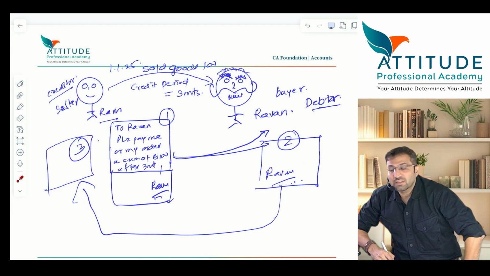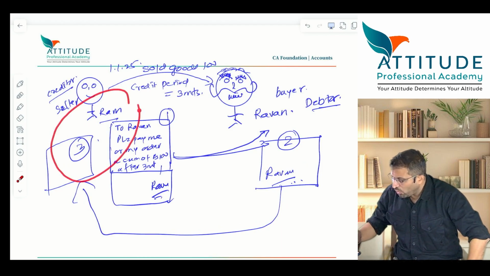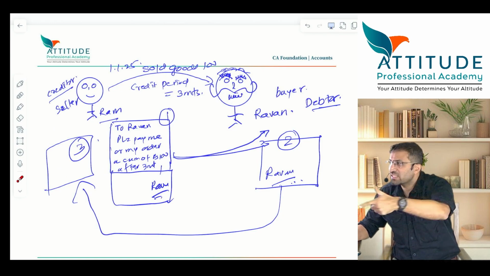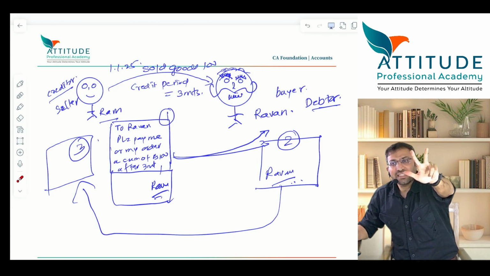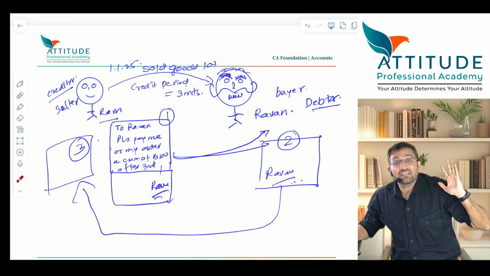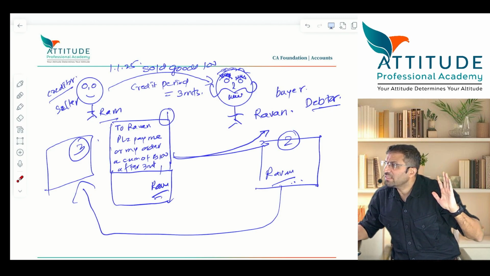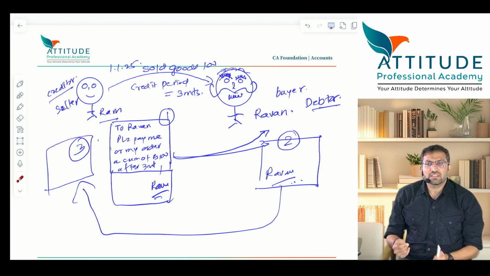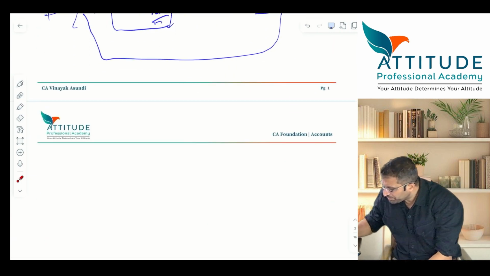Understood? Clear? Then what can Ram do? He can hold the bill up to maturity, Case A. Case B, he can discount with the bank. Case C, he can endorse it to any person. Is that clear? This is how it is. This is nothing but bills of exchange. Now look at this sum.